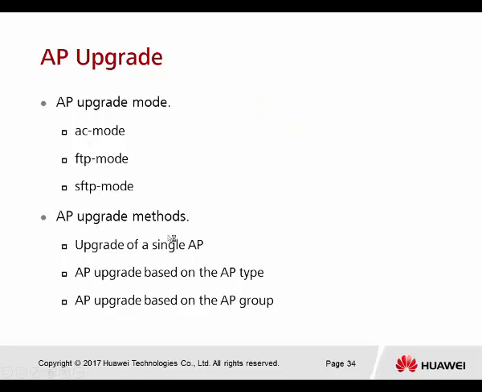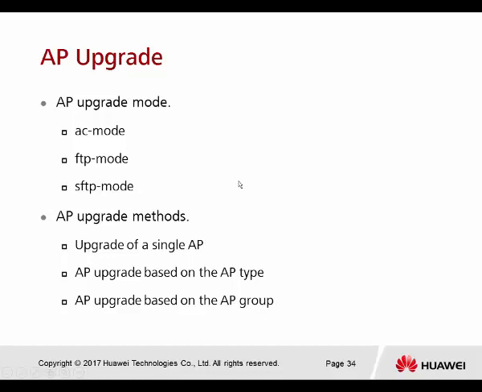AP upgrade methods. Upgrade of a single AP. We can upgrade the system software on the APs one by one, or we can base it on the AP type, so only the same AP model will be upgraded at the same time. Or we can base it on the group. We can group different APs in the same group, named group A, group B, or maybe group C. So right now I only want to upgrade the group A APs. So you can also upgrade based on the group.